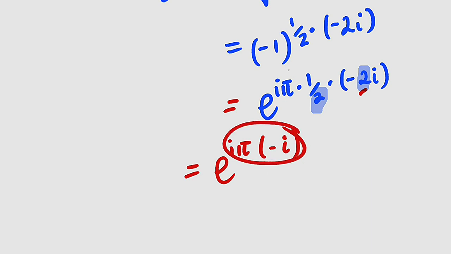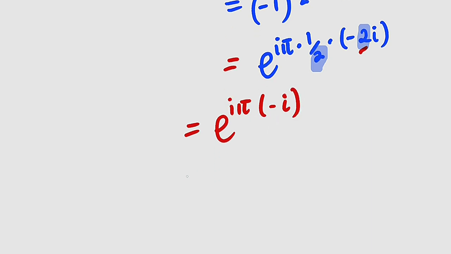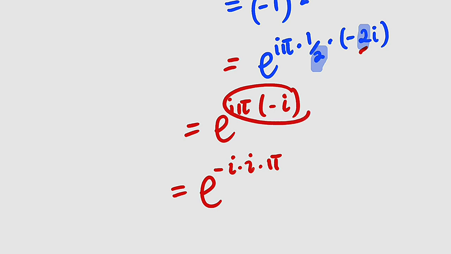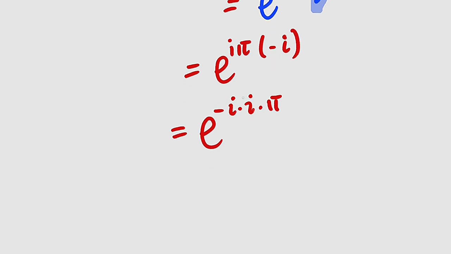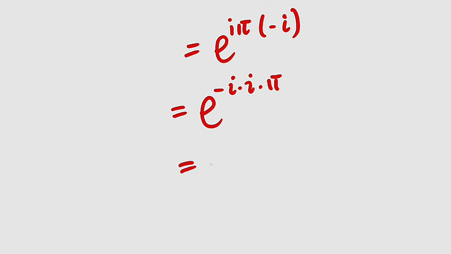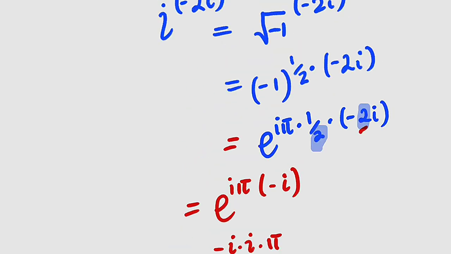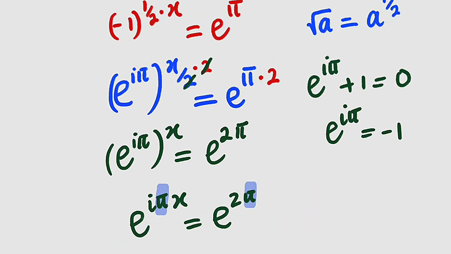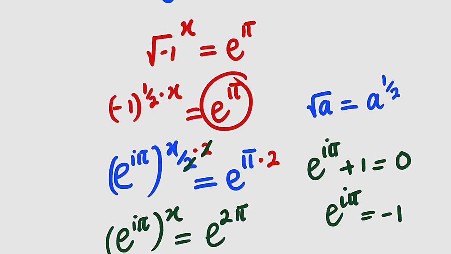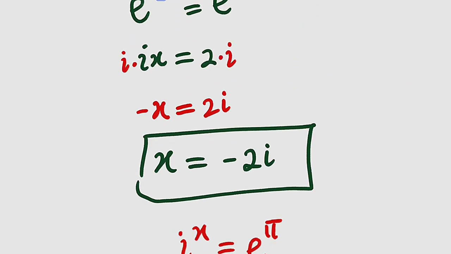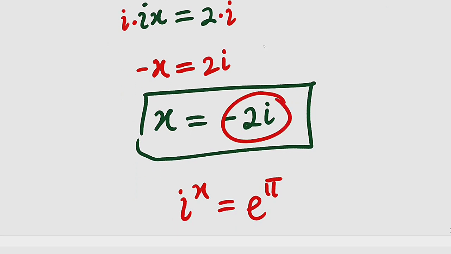Then if you multiply these two exponents together, we have e to the negative i times i times pi. I times i is negative 1, and we already have a negative sign here, so the negative 1 becomes positive 1 after multiplying by negative 1. All we have left is e to the pi, which is exactly our right hand side. Our right hand side is e to the pi. Hence, the solution to this problem is nothing but negative 2i.